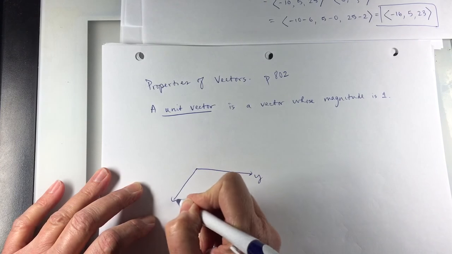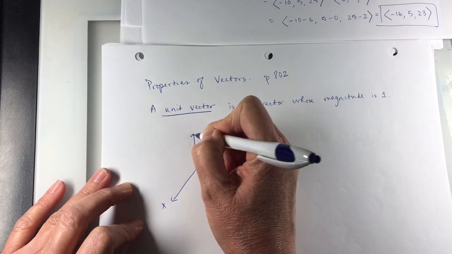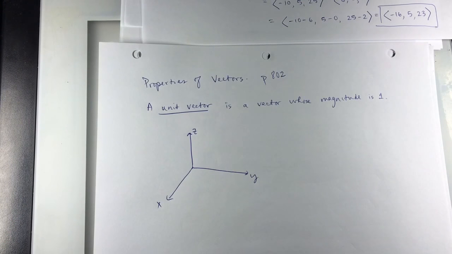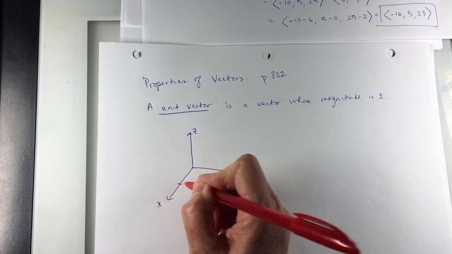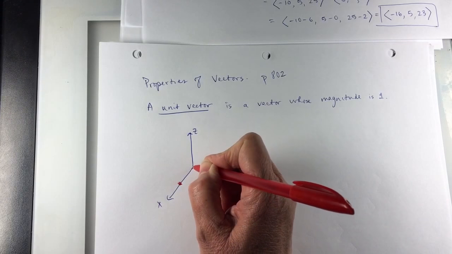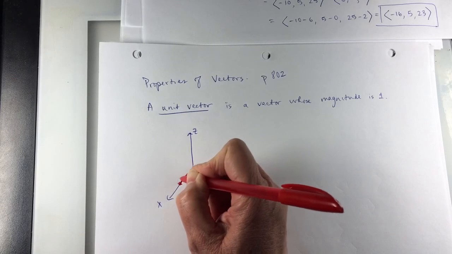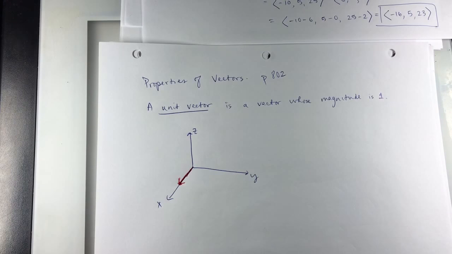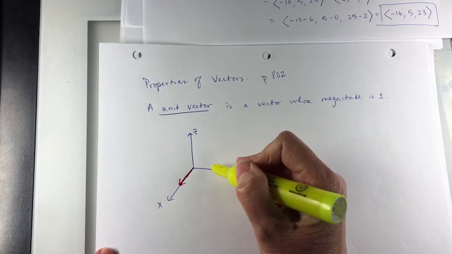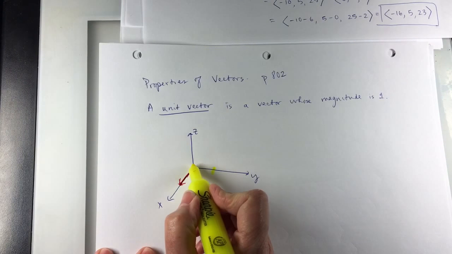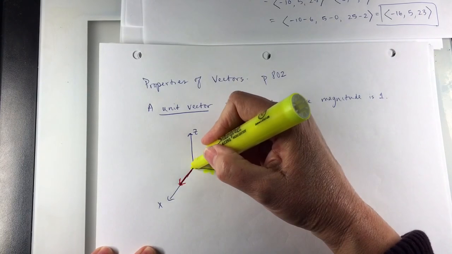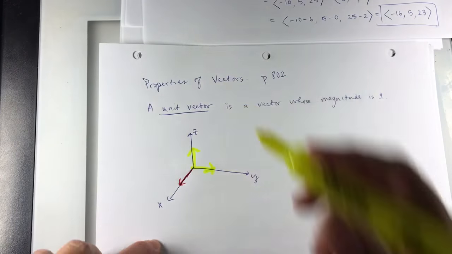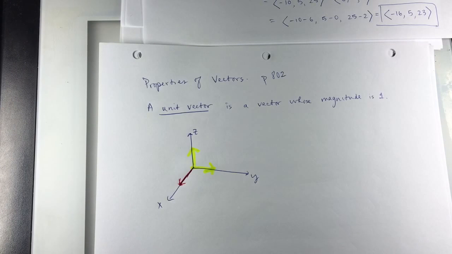y, and z axis. And if you're in 2 space, it would just be x and y. But for this, if I come out 1 unit and put a dot, and I have my position vector, that's a unit vector. I'm going to grab something that might show up a little bit better. Here's the unit vector on the y-axis and a unit vector on the z. What are those terminal points?